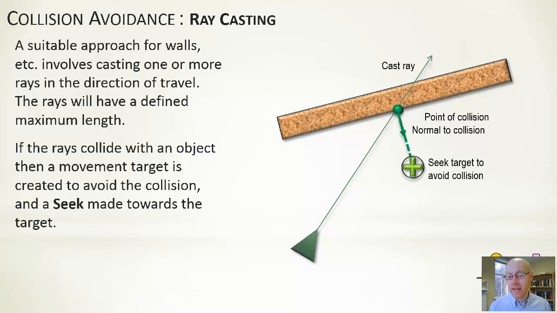You can see an example here. We have our object, the green triangle, casting the ray forward, where it's going to hit a wall. And at the point of collision, we work out the normal to that surface, pointing away from it, and we project out from the normal our seek target, and we'll seek towards that, and that will help us then move along the wall until we get past it.